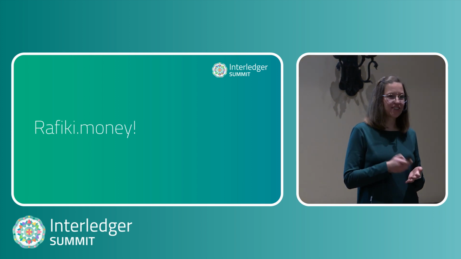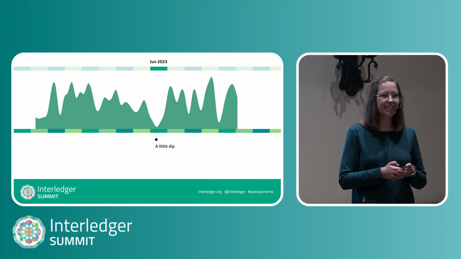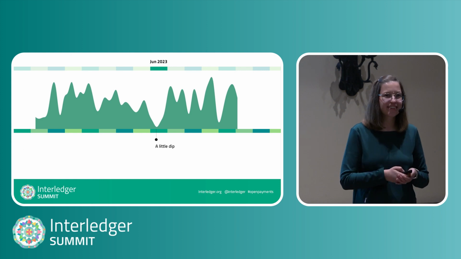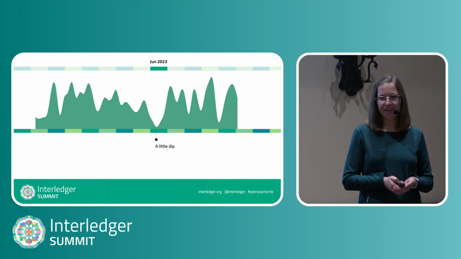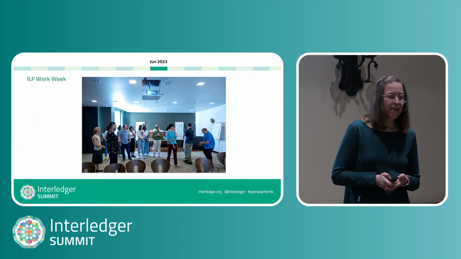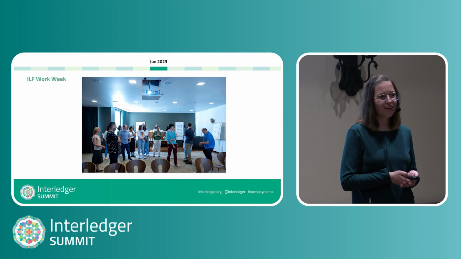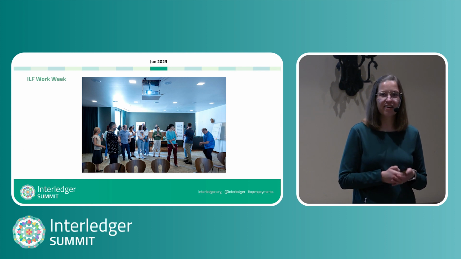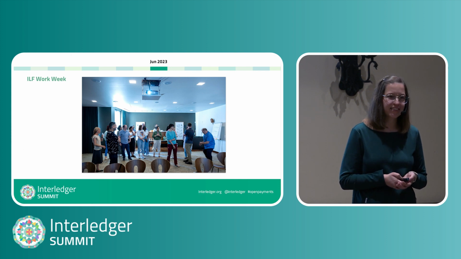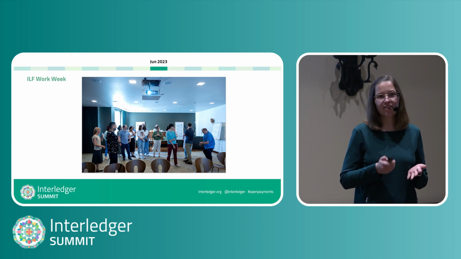Right, so as you remember from the earlier slide, this is what happened over the year, and then there was this very obvious dip in June. So what happened in June? Why did we not work? Two reasons for that. One is we had the ILF work week. As we've learned earlier, the ILF has been growing tremendously over the last year, and a lot of us hadn't even met each other in person.